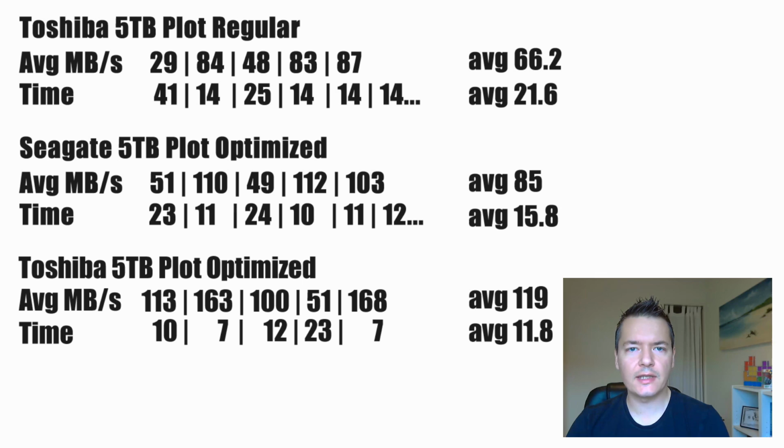From there, we tested the optimized plot on the Seagate expansion drive. And that came in at an average read speed of 85 megabytes per second and average read times of 15.8 seconds. So that's quite an improvement over the Toshiba drive in that original test. So I was quite happy with that optimized plot performance. It took a while to do, but the optimized plot definitely had an effect.